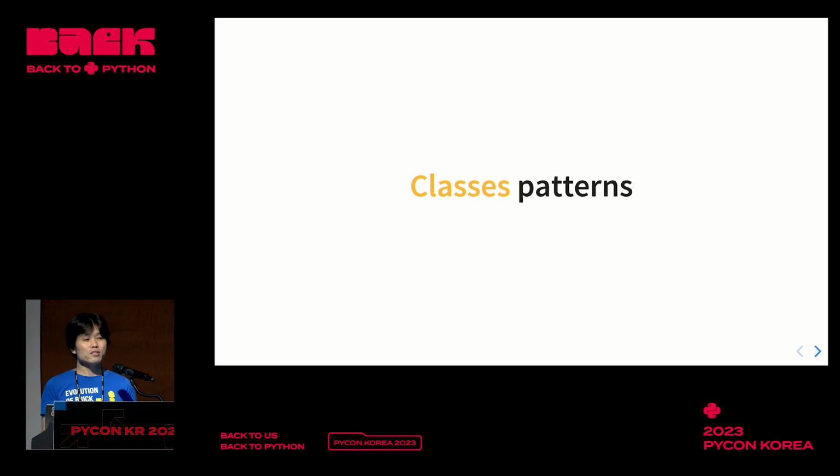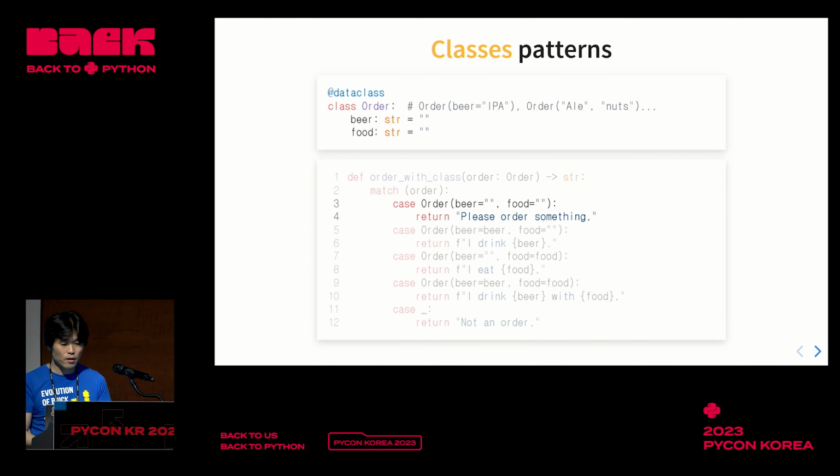Next, class patterns. Here I create an Order data class. The Order data class has a beer attribute and a food attribute. The first case matches when the beer and food are empty. The second case matches if only beer has a value. And the third case matches if food has a value. If both beer and food have a value, it matches the fourth case.